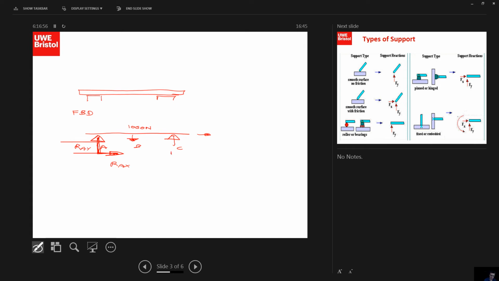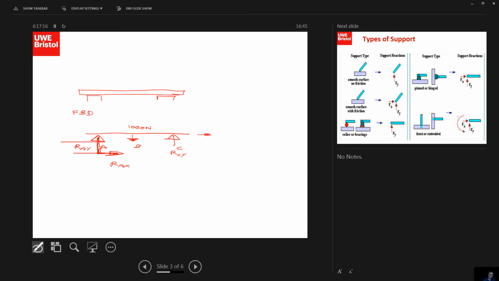I'll write this up, that's a reaction, so RC, and because we're dealing in both x and y components, I'll label it as RCY like that. Okay, so that would be one kind of free body diagram that you could conceive of.